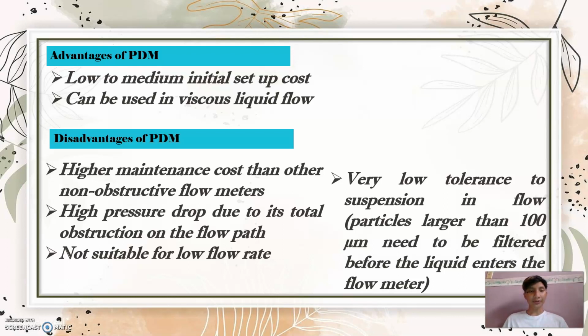And the second one is high pressure drop due to its total obstruction of the flow path. And the third one is not suitable for low flow rate. And the last one is very low tolerance to suspension in flow: particles larger than 100 need to be filtered before the liquid enters the flow meter.